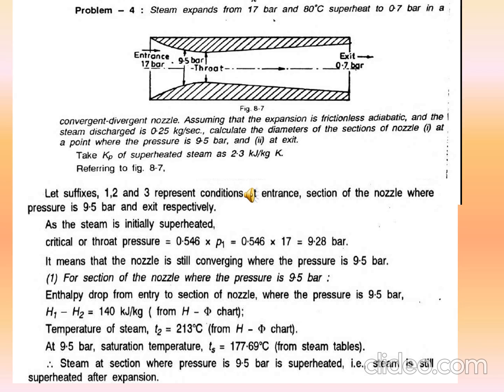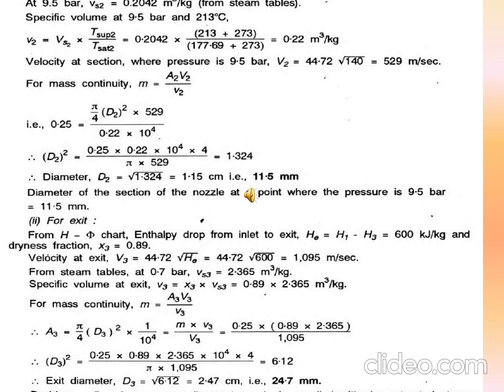Okay, so T superheated means at the 213 degree centigrade, and saturated means that 177.69, which we got. So the value will be 0.22 meter cube per kg. That is the V2 value. Okay, next, according to mass continuity, m equals a2 v2 divided by small v2, from which we can find out the a value.